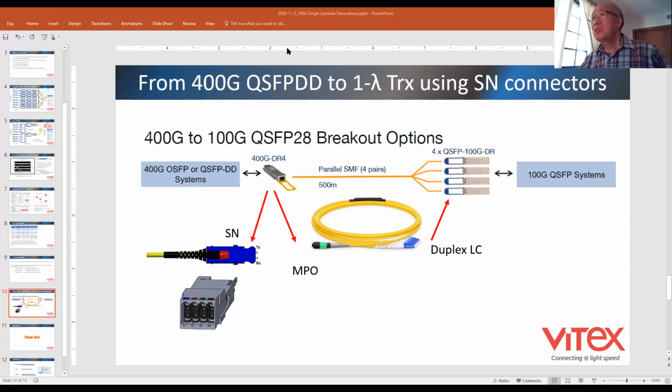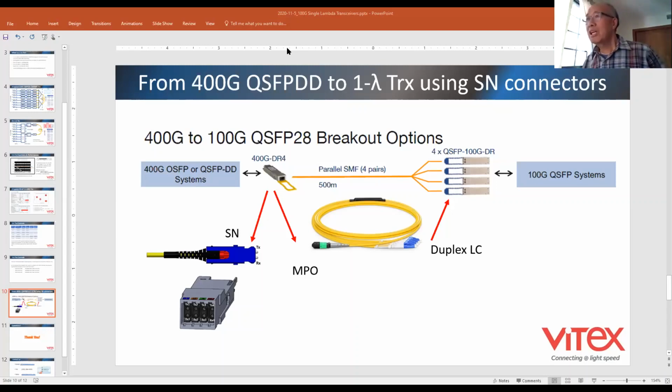Question number 2: do all the single lambda products, irrespective of the supplier, have a FEC inside them? Yes, truly. For any PAM4 on the line side, it must have FEC. It's KP4, so it's in the standard. Yes, that's correct.